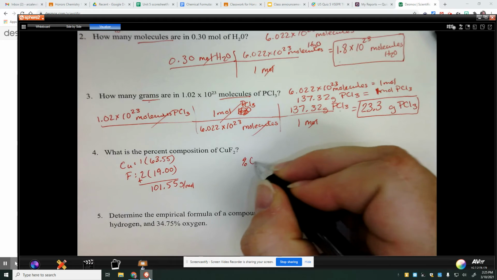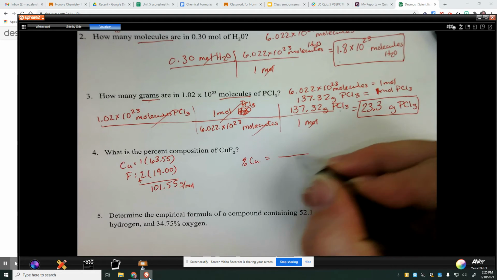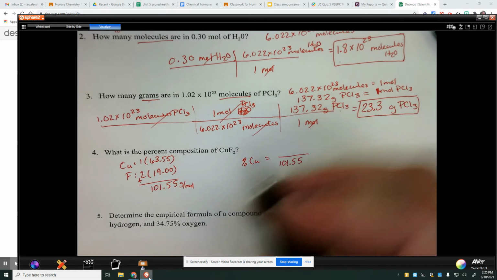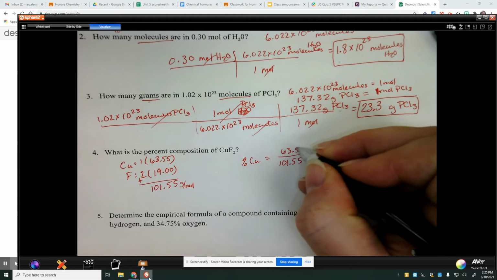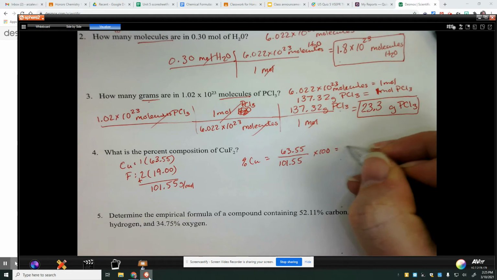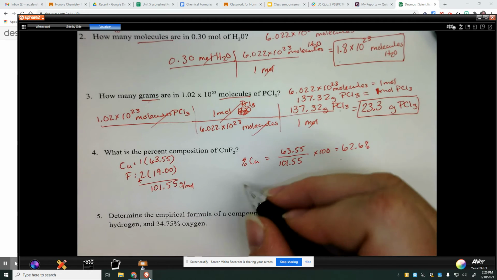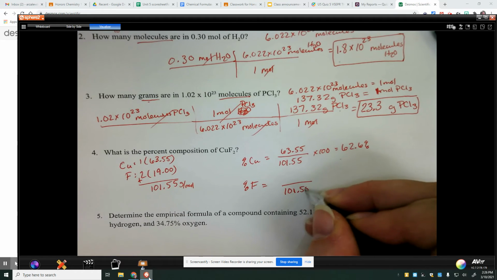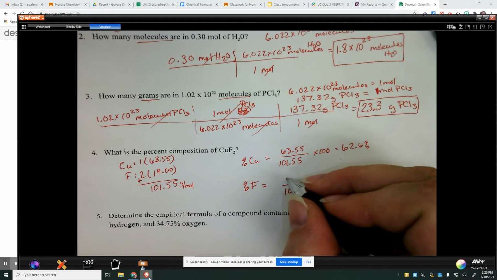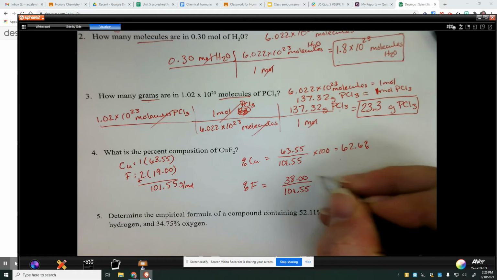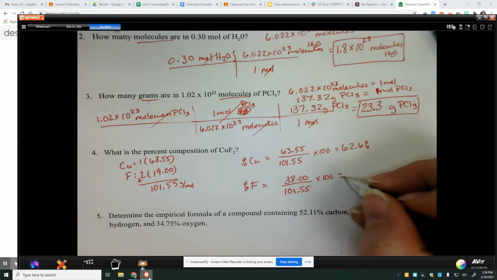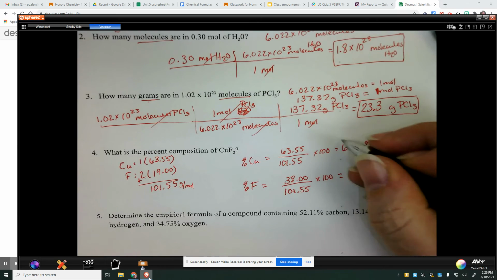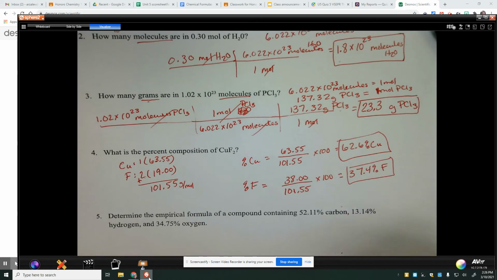To find the percent copper, it's the mass of all the coppers over the mass of the whole thing. So the mass of the whole thing is 101.55, and the mass of all the coppers only have 1, so 63.55, and then times 100. That's going to give me 62.6%. And then the percent fluorine is going to be same number on the bottom, because that's the mass of the whole thing. And I've got 2 fluorines, so that's 38. 19 times 2. And that gives me 37.4% fluorine, and that's copper. So we had 2 answers for this one.